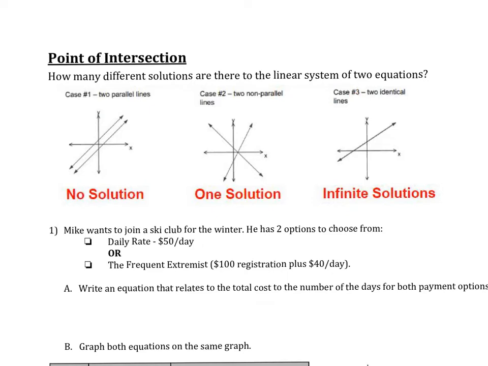And case three would be if there are two identical lines. Two identical lines would be if there is a line and there is another line on top of that line. So in this scenario, these two lines cross each other at an infinite number of points, and we say that there are infinite solutions. Now we are going to look at a word problem scenario and see how we can figure out a point of intersection.